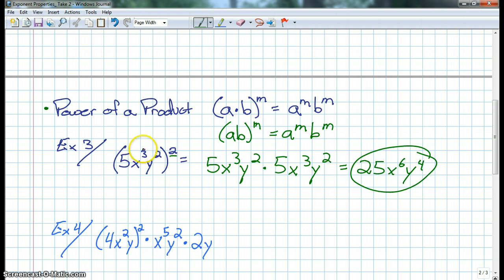Or you can simply look at the shortcut. You square everything in here. 5 squared becomes 25. X to the third squared, you multiply in that case, becomes x to the 6th. And y squared becomes y to the 4th.